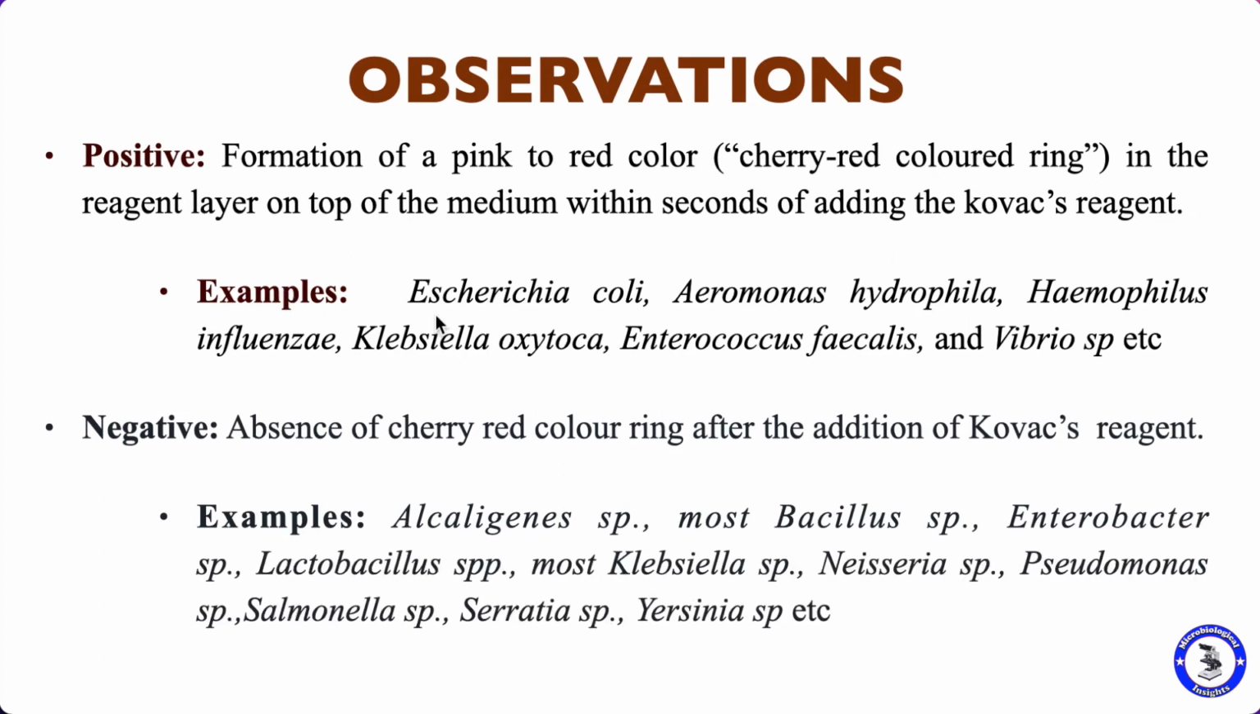Some of the indole positive organisms are Escherichia coli, Aeromonas hydrophila, Haemophilus influenzae, Klebsiella oxytoca, Enterococcus faecalis and Vibrio species. And the negative test is the absence of cherry red color ring formation. Indole negative organisms are Alcaligenes species, most of the Bacillus species, Enterobacter, Lactobacillus species, most Klebsiella species, Neisseria species, Pseudomonas, Salmonella, Serratia and Yersinia species.